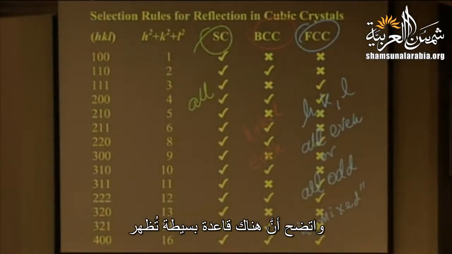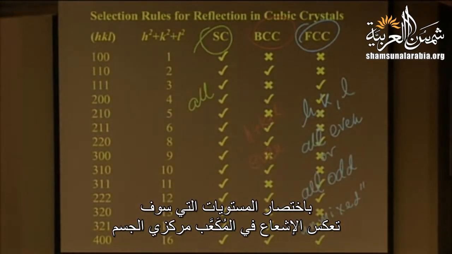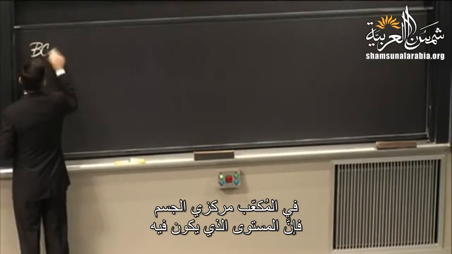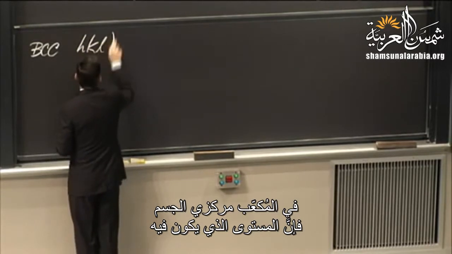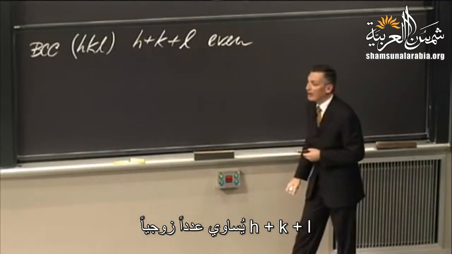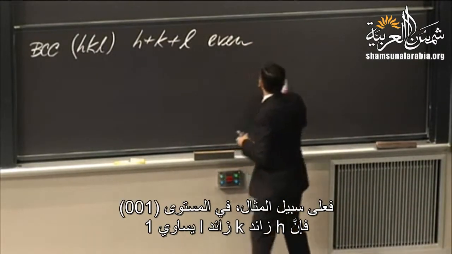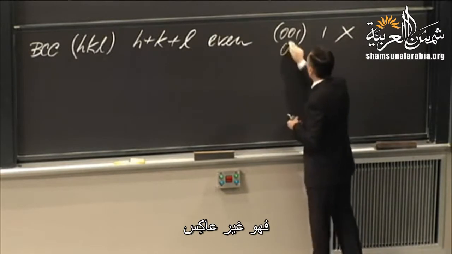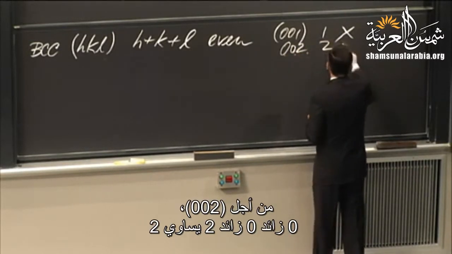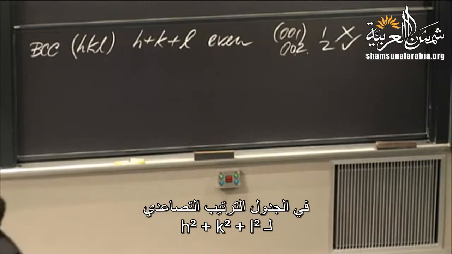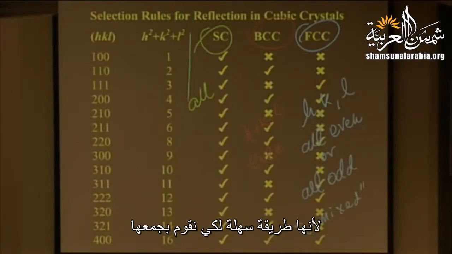And it turns out that there's a simple rule that compactly represents which planes are going to reflect in body-centered cubic. And in BCC, the HKL, it's the planes for which H plus K plus L is an even number. H plus K plus L is even, and 0 is counted as even. So for example, 001, H plus K plus L is 1, it doesn't reflect. 002, 0 plus 0 plus 2 is 2, it does reflect. And so on. And just go down the whole line. And so these are in ascending order of h squared plus k squared plus l squared, because that's a nice way of deciding how to add them up.